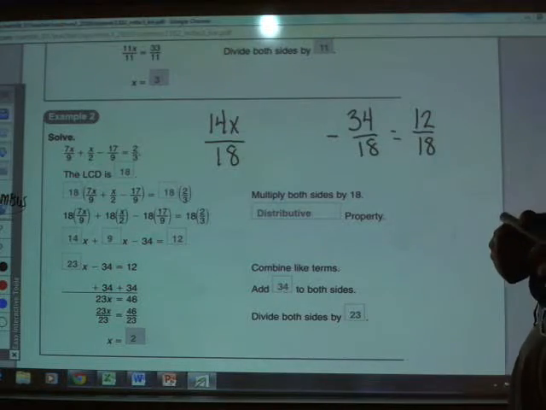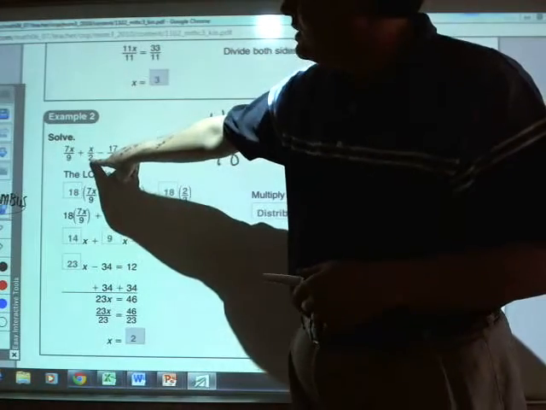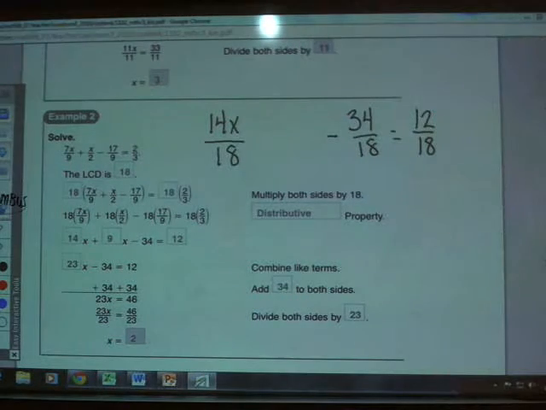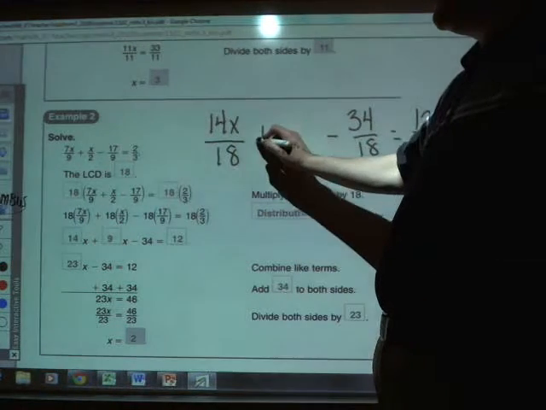All right, and then the only thing I got to fix is fraction number 2. Since the denominator there is 2, that means I'd have to multiply it by 9, because 2 times 9 is 18. And remember, you have to do the same thing to the top as well. So that's going to give me 9x over 18.